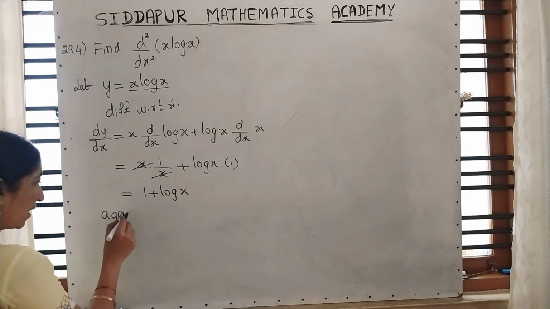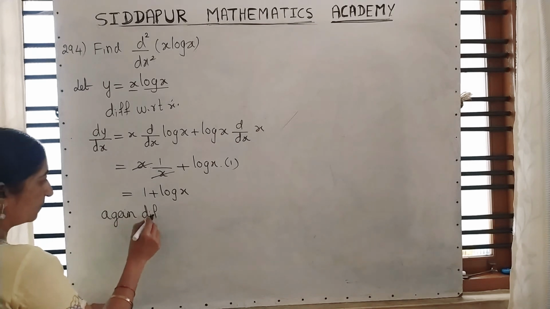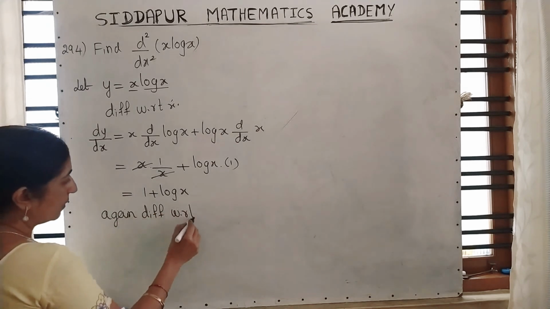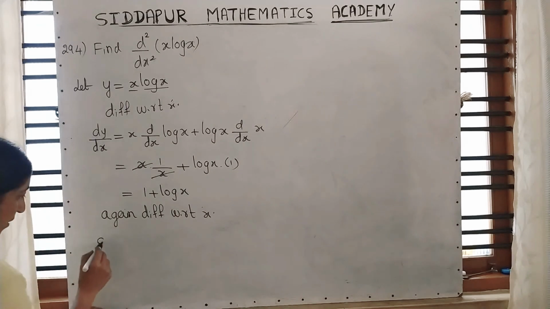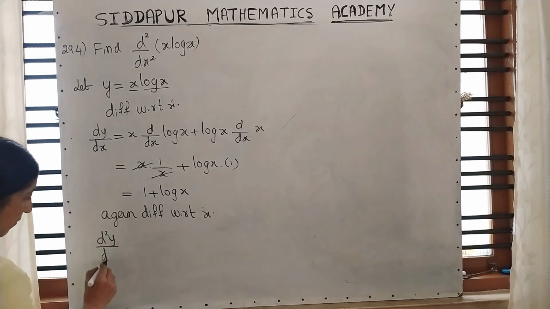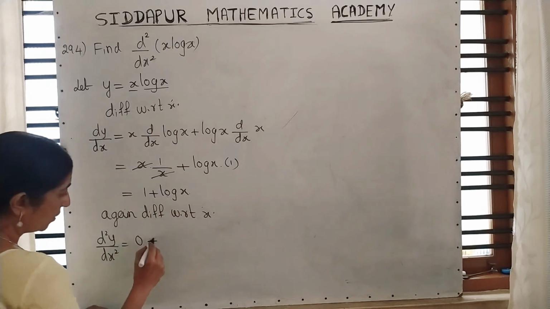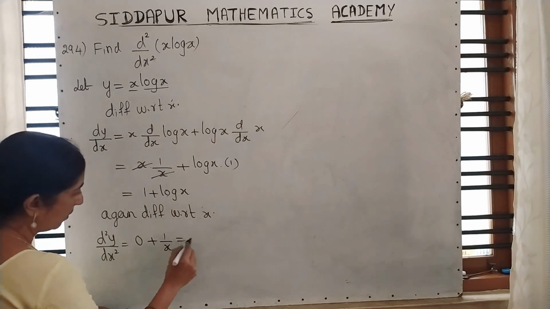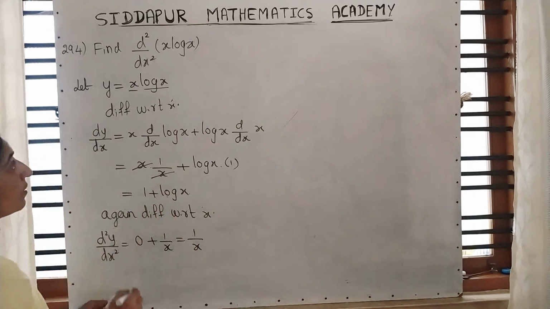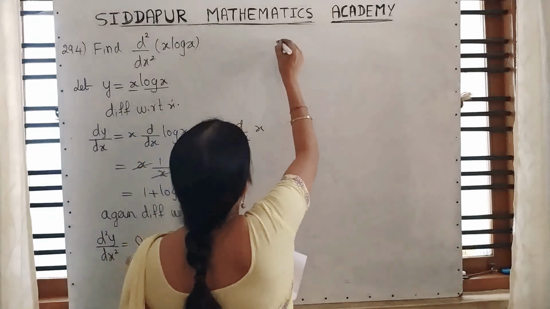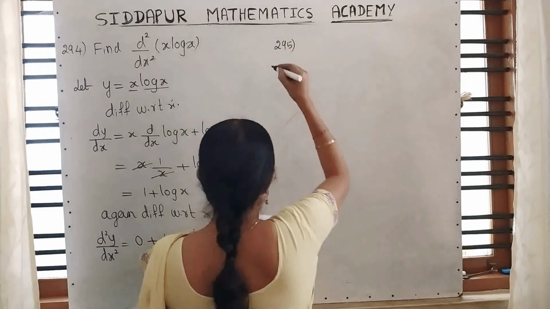Now again differentiating with respect to x. D square y upon dx square. Differentiation of 1 is 0. Differentiation of log x is 1 by x. That means the final answer is 1 by x. 295.